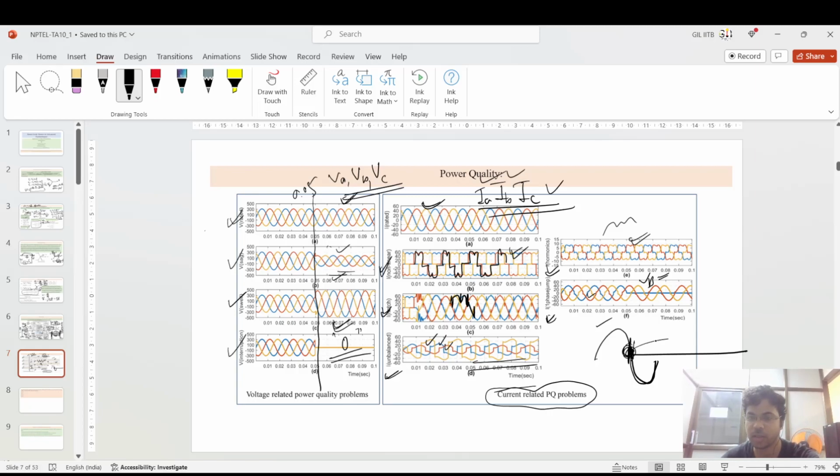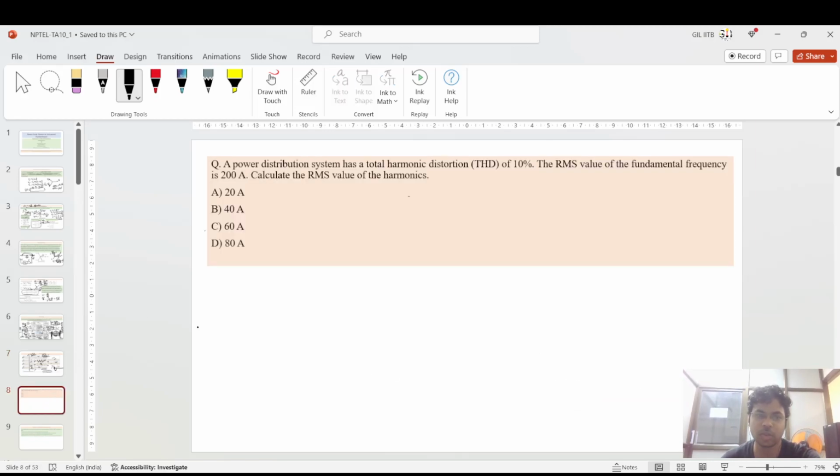So sudden drop. So what happens to the stress on the power electronic component that injects the DC component and the other harmonics into the system? Okay. So these are certain power quality issues in the system.